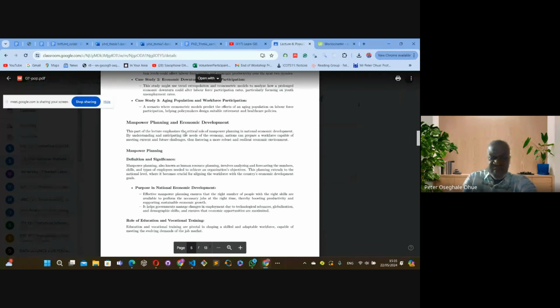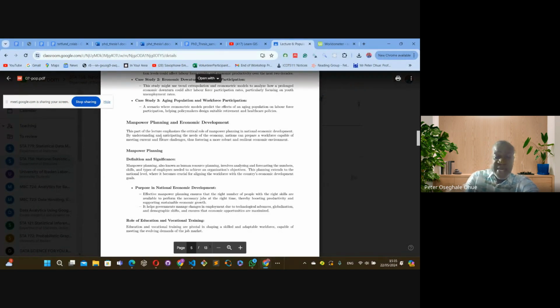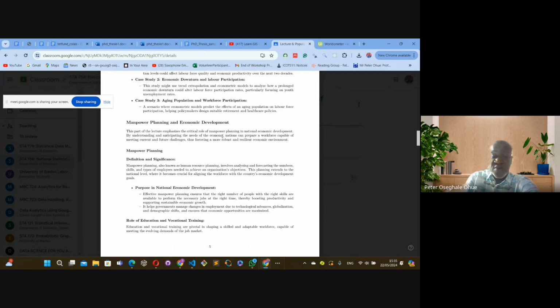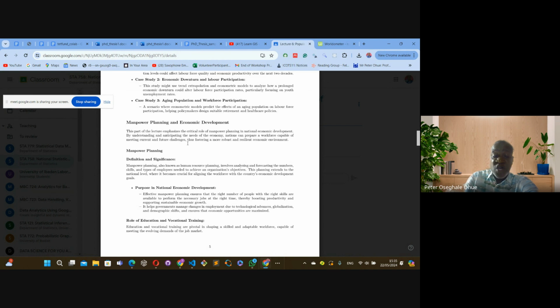This part of the lecture emphasizes the practical role of manpower planning in national economic development. By understanding and anticipating the needs of the economy, nations can prepare a workforce capable of meeting current and future challenges, thus fostering a more robust and resilient economic environment.